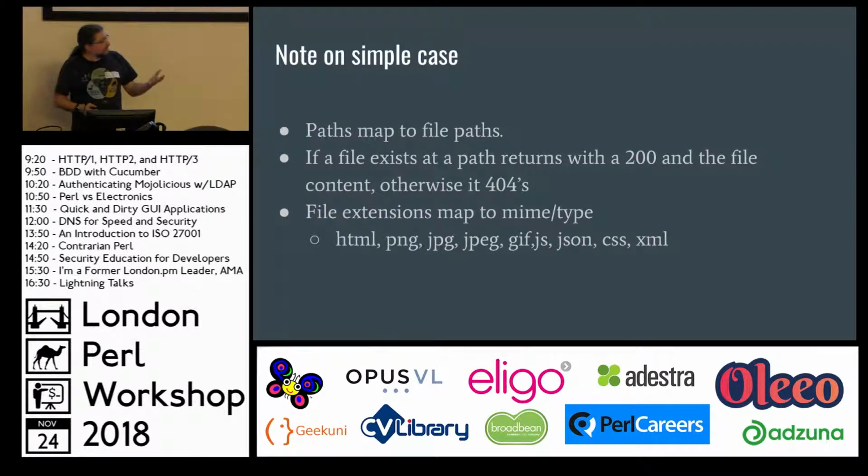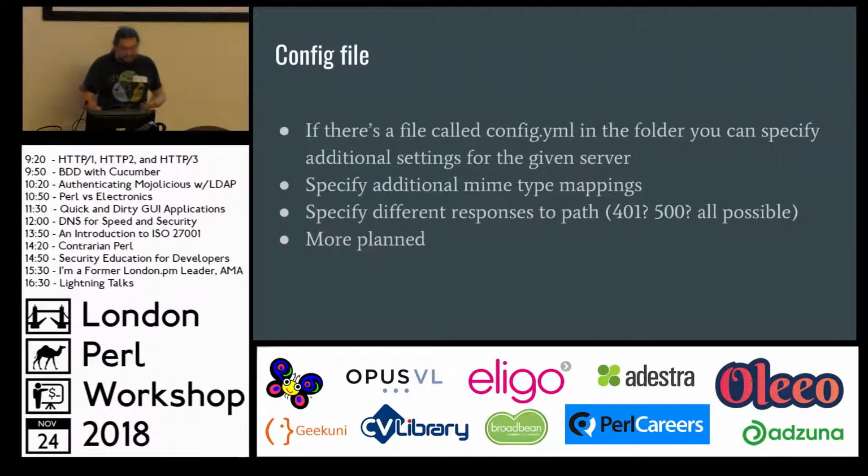If a file exists at a path, then you get a 200. If the file doesn't exist, it gives a 404. By default, it will handle HTML, PNG, JPEG, and all of those different MIME types out of the box. So that's its basic use, and that was enough for what I first wanted. But then I wanted to start doing some stuff involving maybe testing for authentication, or what happens if you get a 500 error, and all this kind of thing.